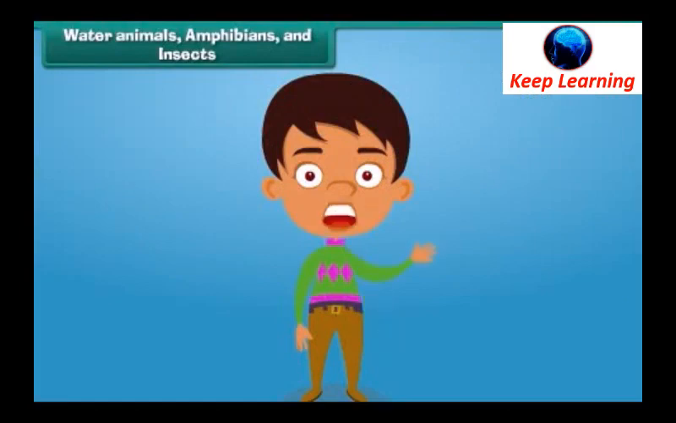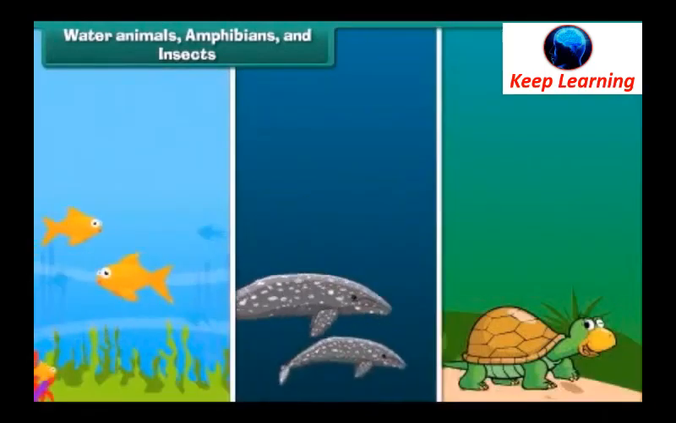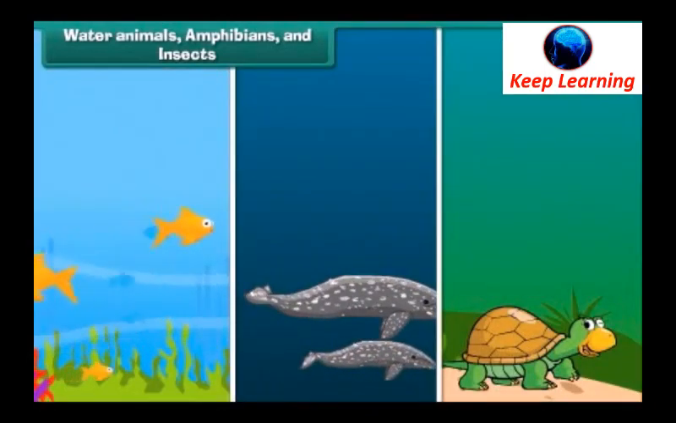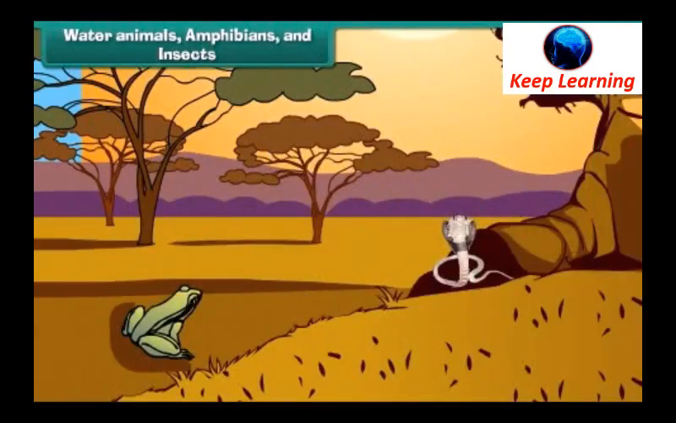Now let us know about other animals like water animals, amphibians, and insects. The animals that live in water are called as water animals. Fish, whale, and tortoise are few of the examples of water animals. There are some animals that can live both on land and in water. These are called as amphibians, for example, frogs and snakes.